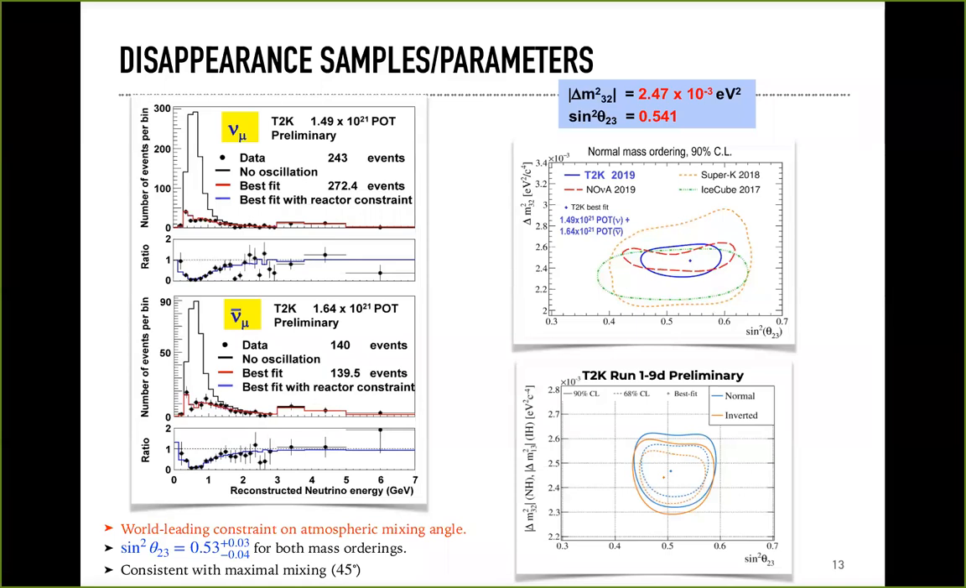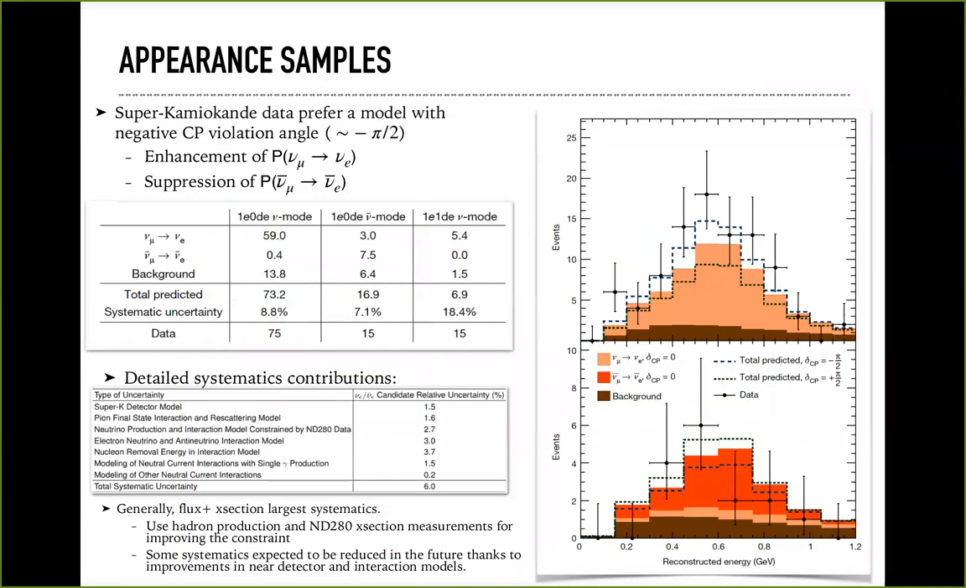So let's move on to page 14. So what about the appearance samples? In this case, you are looking really at the electron neutrinos. So you see what you get from the oscillations, and these two plots indicate the reconstructed energy for electron neutrinos and electron antineutrinos. The table here indicates the number of events you observe and the corresponding systematics.